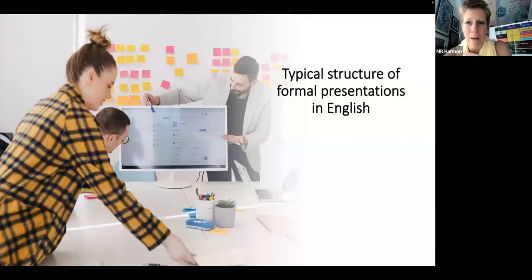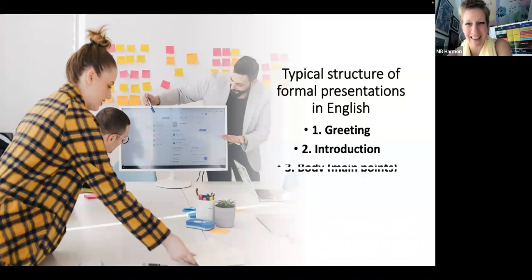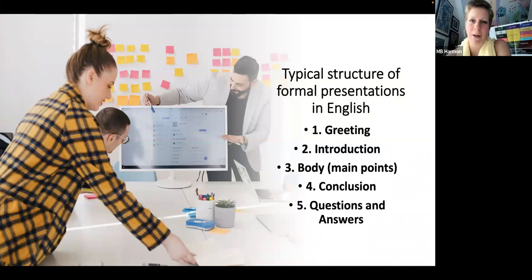Okay? So the typical structure, all right, think about what we just said about writing. The typical structure for a presentation looks something like this, okay? I'm going to point out 5 different points that you need to try to include in your presentation and make sure that each part is really strong, okay?